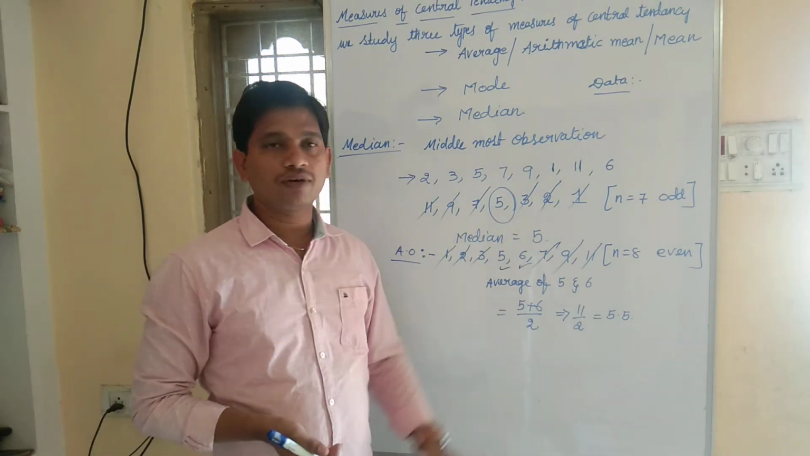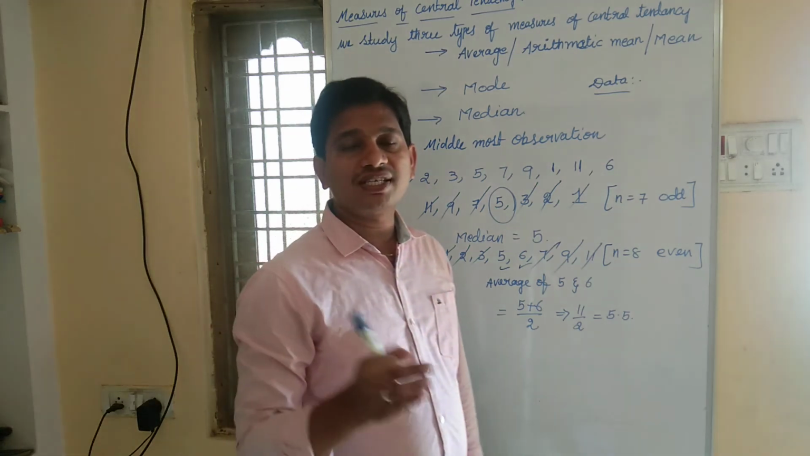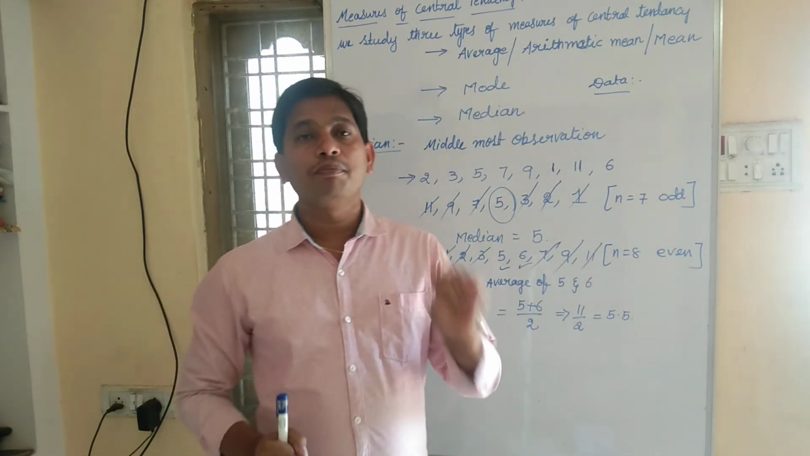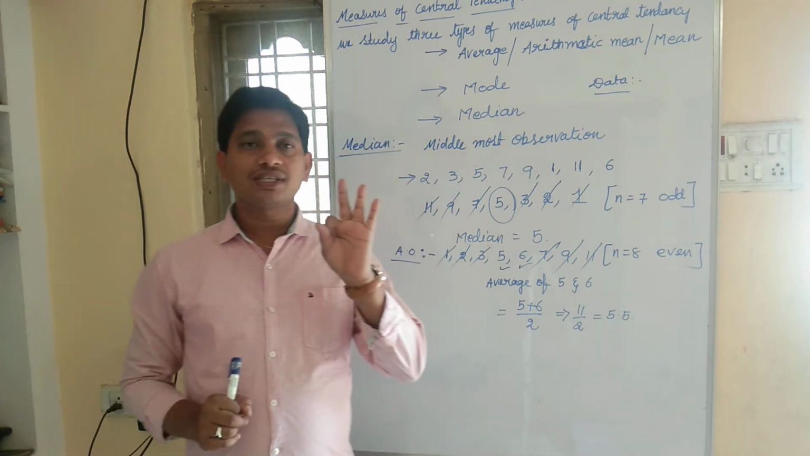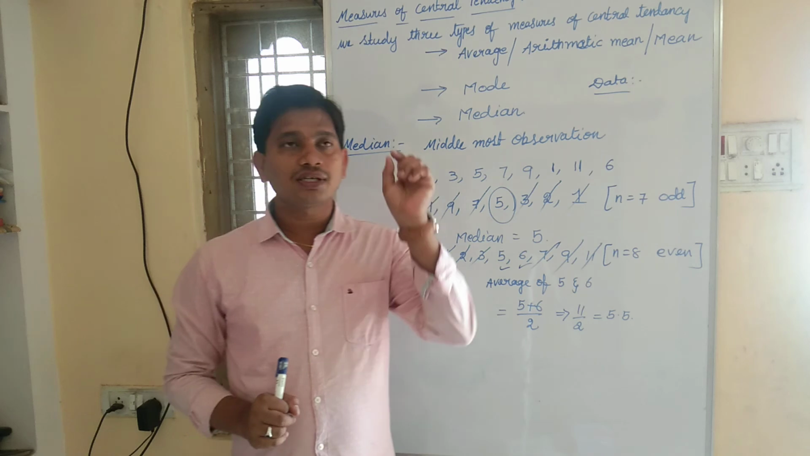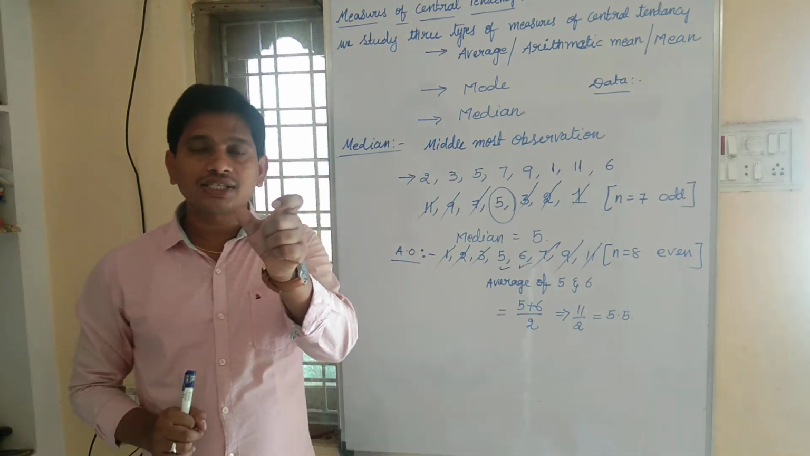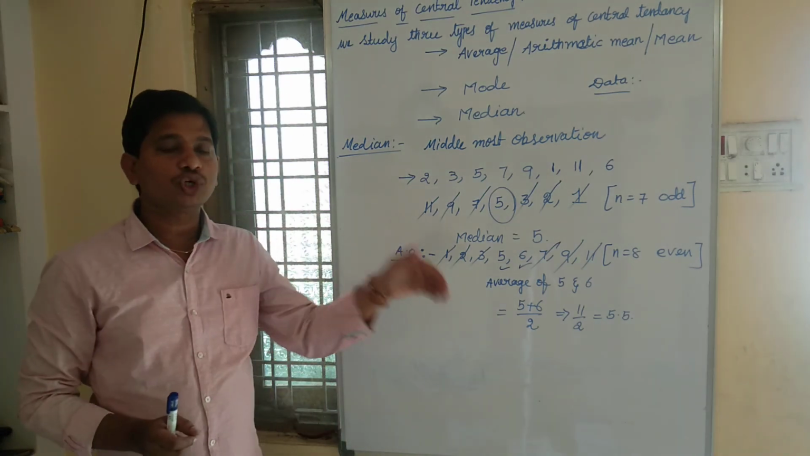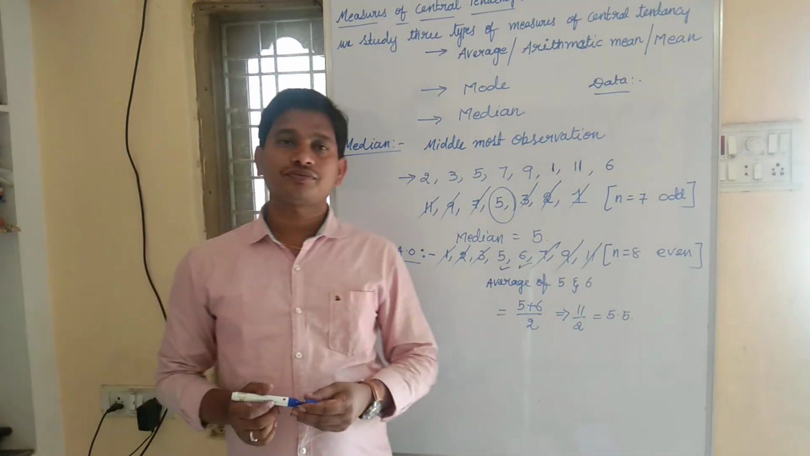That is 5.5. These are the three types of measures of central tendency we have discussed in this class. The first one is mean, the second is mode, and the third is median. Mean is the sum of observations by the number of observations. Mode is the most frequently occurring item. Median is the middlemost observation. So this is about today's session, children.